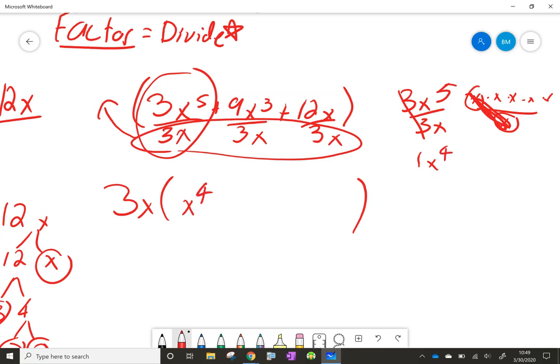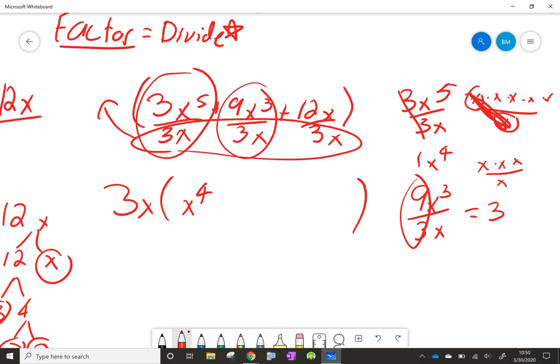You'll see what I mean when I do the next one, right? We'll try this again. 9x to the 3rd divided by 3x. So when I do this, 9 divided by 3 is going to become 3. And then remember, you have 3 x's on top here, and then 1 x on bottom. So you have a pair of x's that cancel, and then we're left with 2 x's, which means it's x to the 2nd power, so 3x squared.